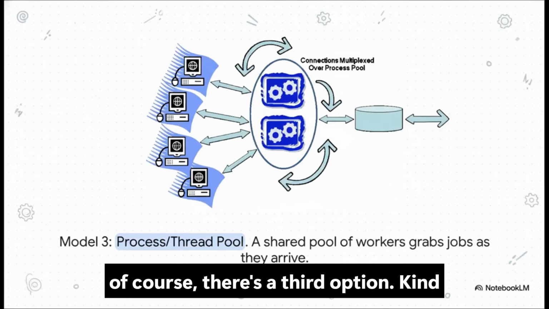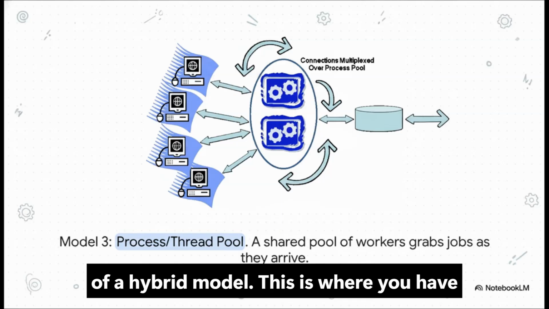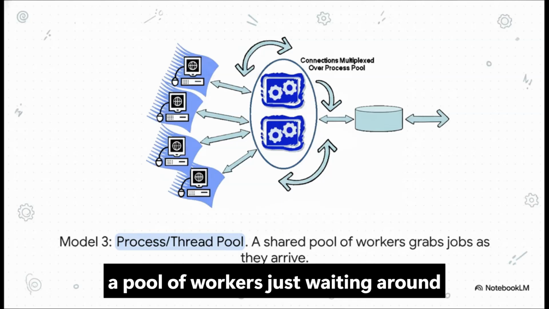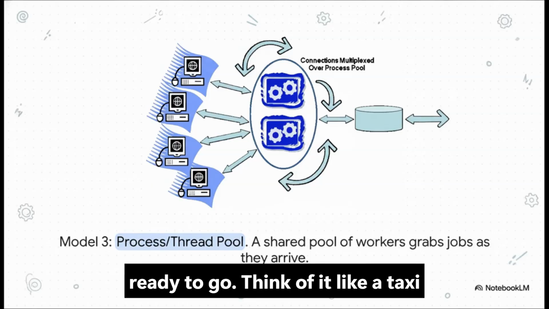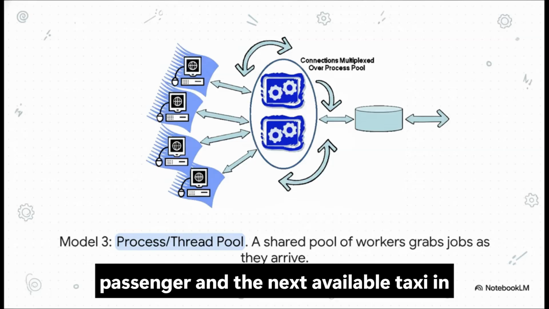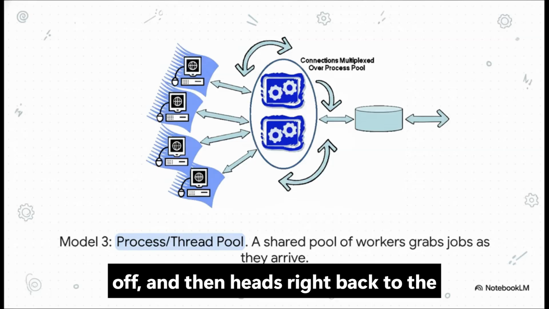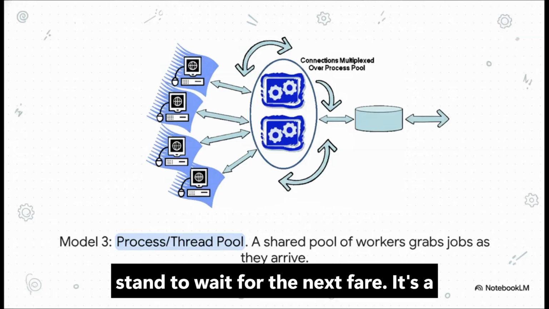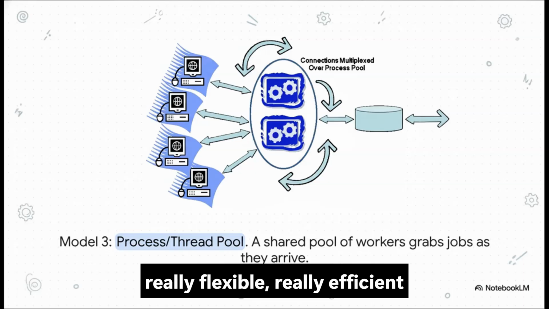And then, of course, there's a third option, kind of a hybrid model. This is where you have a pool of workers just waiting around, ready to go. Think of it like a taxi stand. A new request comes in, that's the passenger, and the next available taxi in line grabs it, does the job, drops them off, and then heads right back to the stand to wait for the next fare. It's a really flexible, really efficient compromise.